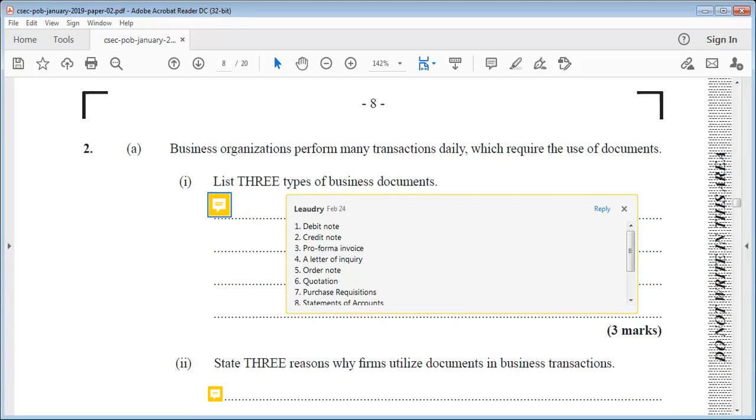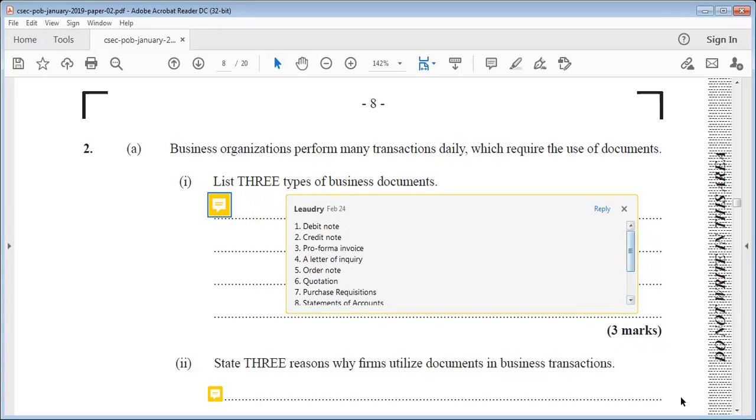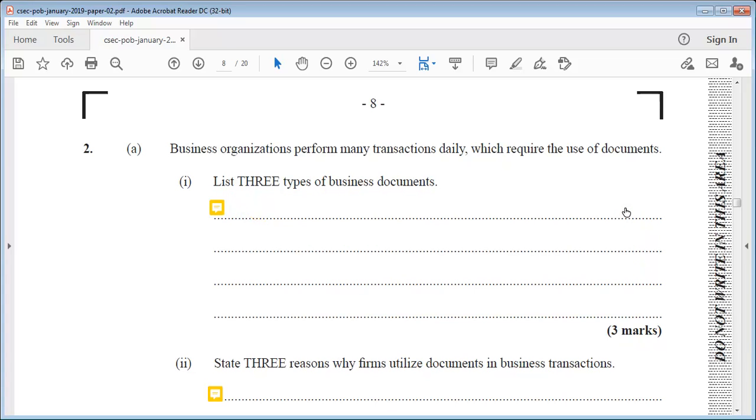So what are some business documents? We have debit note, we have credit note, pro forma invoice, we have a letter of inquiry, we have order note, we have a quotation, and we have purchase requisitions and statement of accounts, and we also have stock cards. So we listed 9 types of business documents. 9 types were listed. So you could select any 3 from the 9.